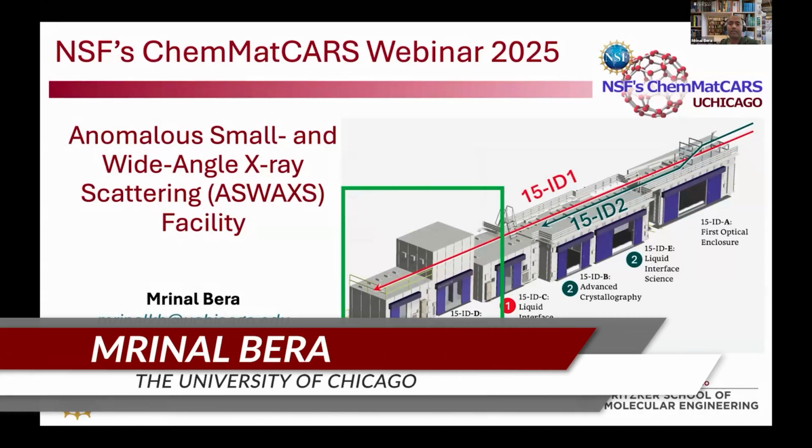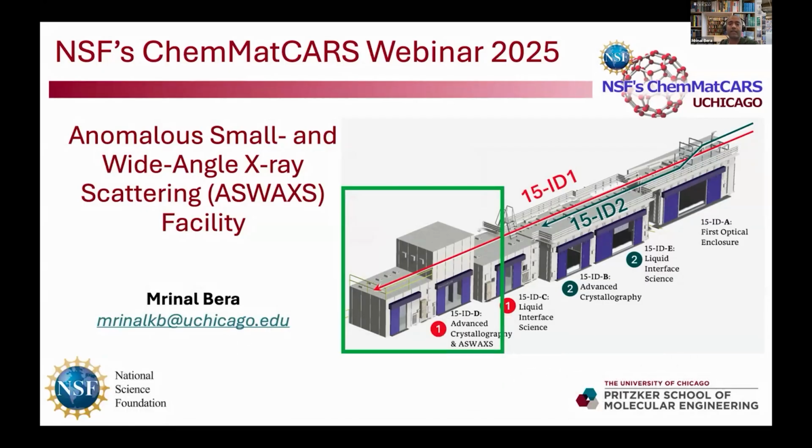So I am Renal Bera, the lead beamline scientist for the ASWAXS, which is the anomalous small angle and wide angle X-ray scattering facility. From the slide you can see that this will be located at the end station. Some of the users who have come over here to do experiments already know about it. But when you come again later next year, you will see a totally upgraded ASWAXS instrument. So I will briefly talk about all the developments we have been doing so far.